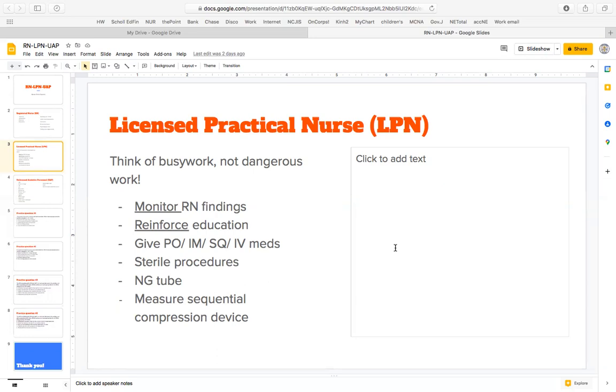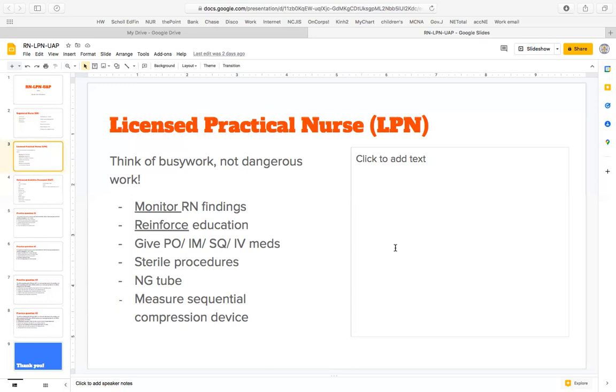Okay. LPN are perfect for sterile procedures. Why? Those are just busy work, right? Catheterization, sterile dressing change, wound care, specimen collection from a Foley catheter. That is sterile. That's for LPN. Trach care. That's for LPN. LPN is perfect for anything sterile. Again, those are just busy work.